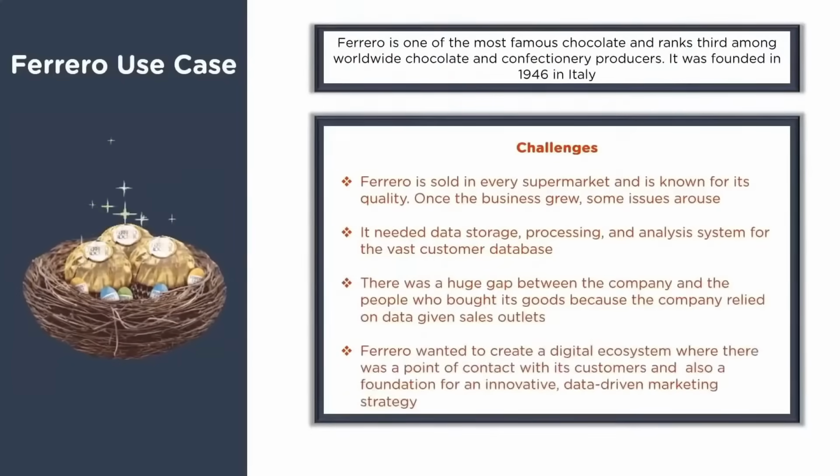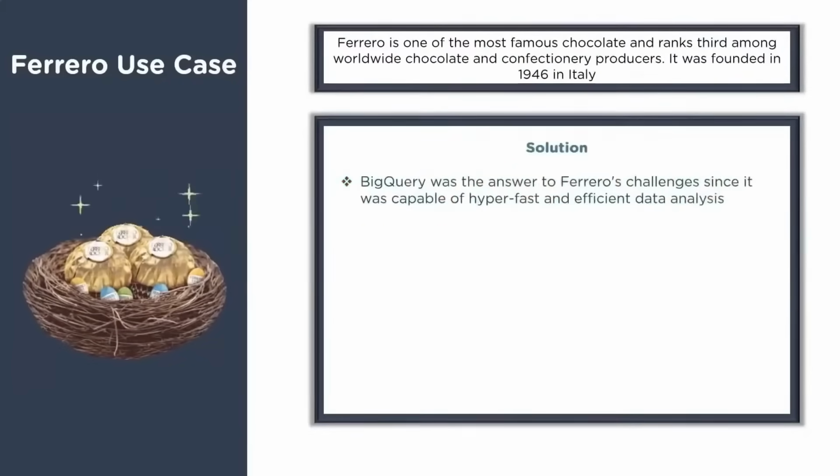Ferrero wanted to create a digital ecosystem where there was a point of contact with its customers and also a foundation for an innovative data-driven marketing strategy. What was the solution here? So one of the services of Google Cloud Platform is BigQuery. And this was an answer to Ferrero's challenges since it was capable of hyper-fast and efficient data analysis as a solution.